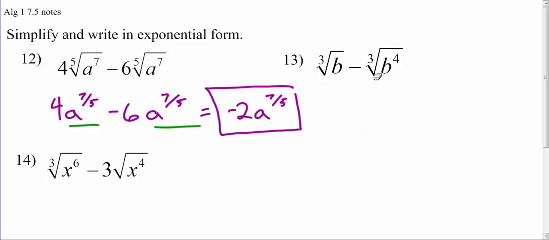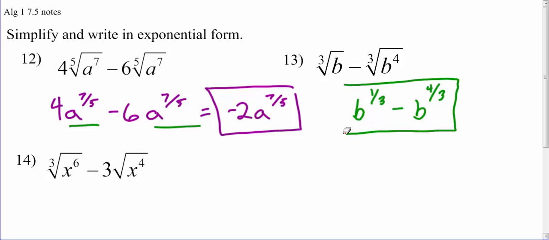All right, we got just a couple more left. 13 is kind of a weird one. I'm going to go ahead and change this to exponential. b to the 1/3 minus b to the 4/3. You'll note that nowhere in today's notes or in previous notes have we talked about when you subtract powers from each other. There is no rule for this. What we have right there, folks, is a simplified exponential form subtraction problem.